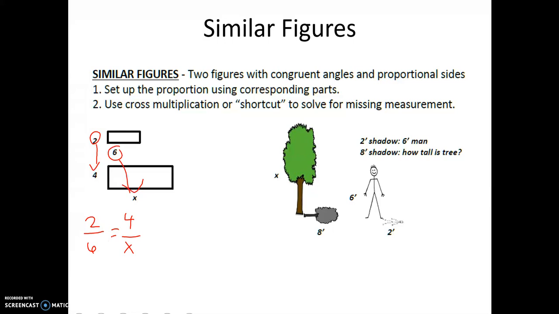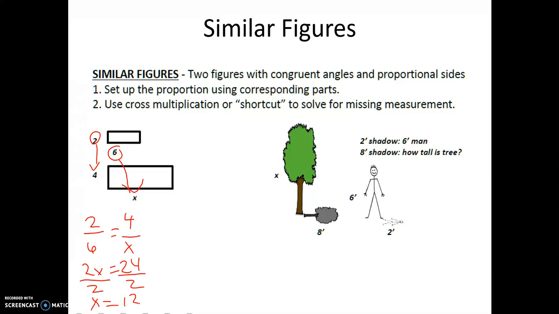So 2 times x is 2x. 6 times 4 is 24. And divide both sides by 2. So x is equal to 12. Okay, and we can see that a shortcut. The other way to do it is we can say from 2 to 4 we're multiplying by 2. 2 times 2 is 4. And so if we're multiplying on that side by 2, then 6 times 2 we'd have to do as well, and 6 times 2 is 12. So that would be our shortcut way.